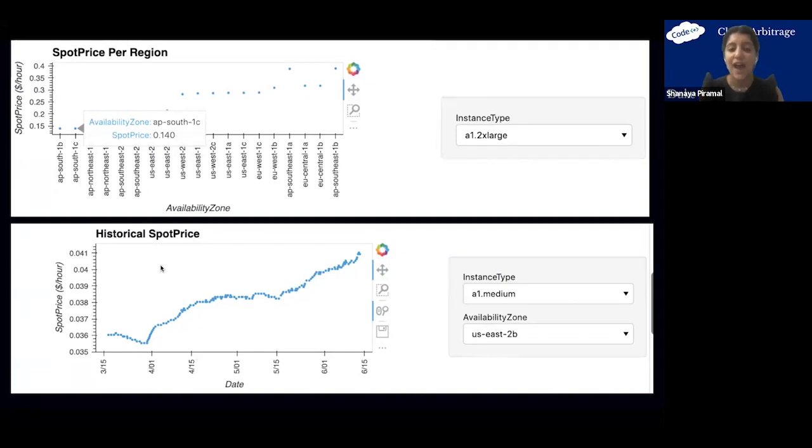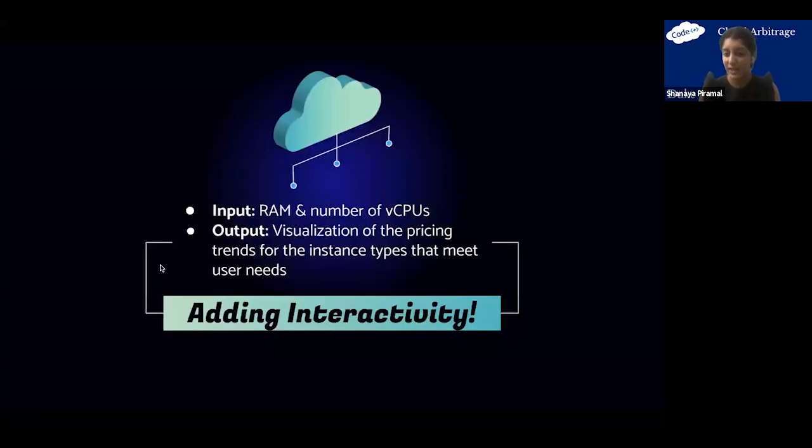And then our next stage was to level up these visualizations and add an element of interactivity. So we coded this, and we added a place for researchers to type in the desired RAM and number of CPUs, and an output would show up, which would be a visualization that represents the pricing trends for that instance type that meets the user's needs. And we'll be showing more demos of this towards the end of the presentation.